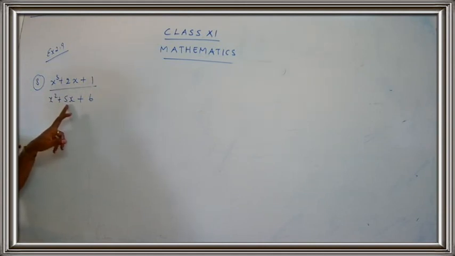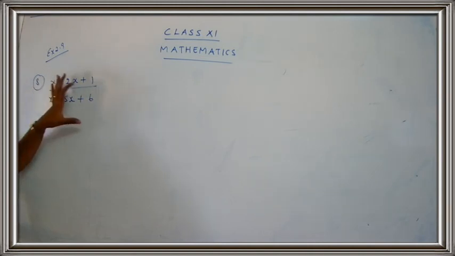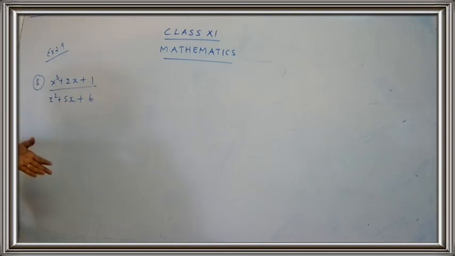In x square plus 5x plus 6, the power is 2, then 1, and then 0. So what is the degree over here? The degree is 2. In the previous case, sum number 7, the degree of numerator and degree of denominator were the same, and we divided the numerator by the denominator. Here the difference is that the degree of numerator is greater than the degree of denominator. Again you are going to follow the same procedure.